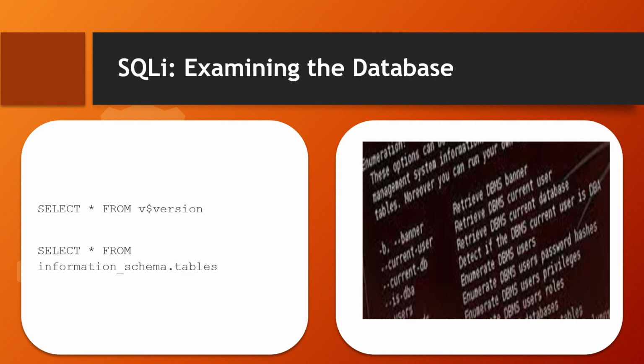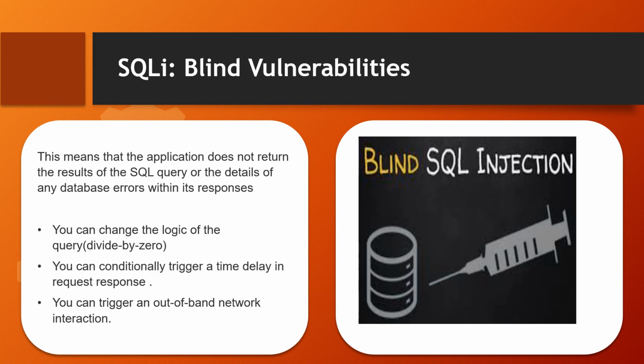Examining the database: if they are able to get into the information of your database, then they can retrieve all the information. SELECT * FROM information_schema.tables means from your entire database they can see the different names of your tables and what kind of information they can receive from this. So this is a kind of database attack.